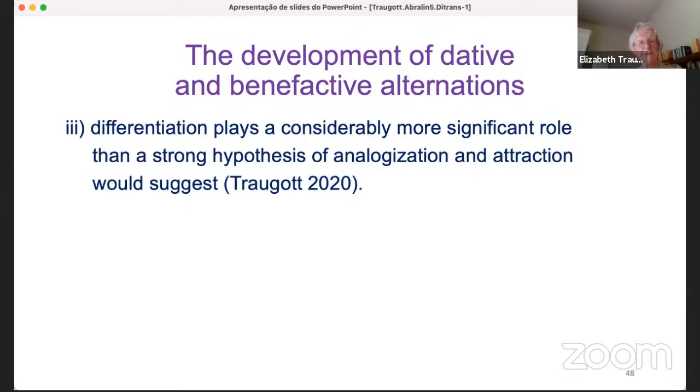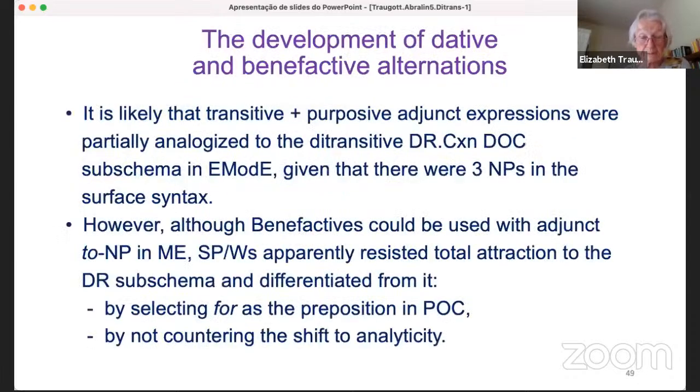And I conclude from that that differentiation plays a considerably more significant role than a strong hypothesis of analogization and attraction would suggest. Of course, for any analogization, there is always some kind of dissimilation. But I'm not talking about that. I'm talking about the fact that in different constructions, there may be different degrees of analogization and different degrees of non-attraction. Dissimilation.